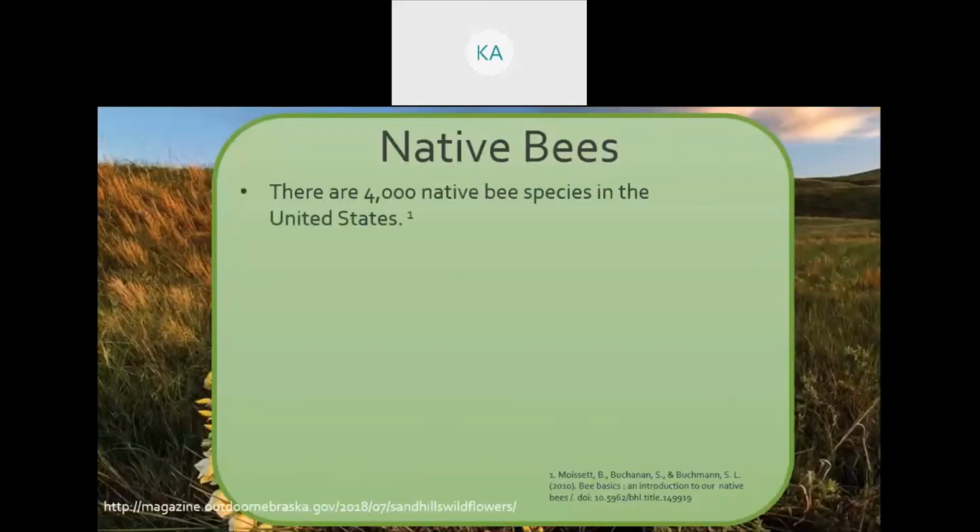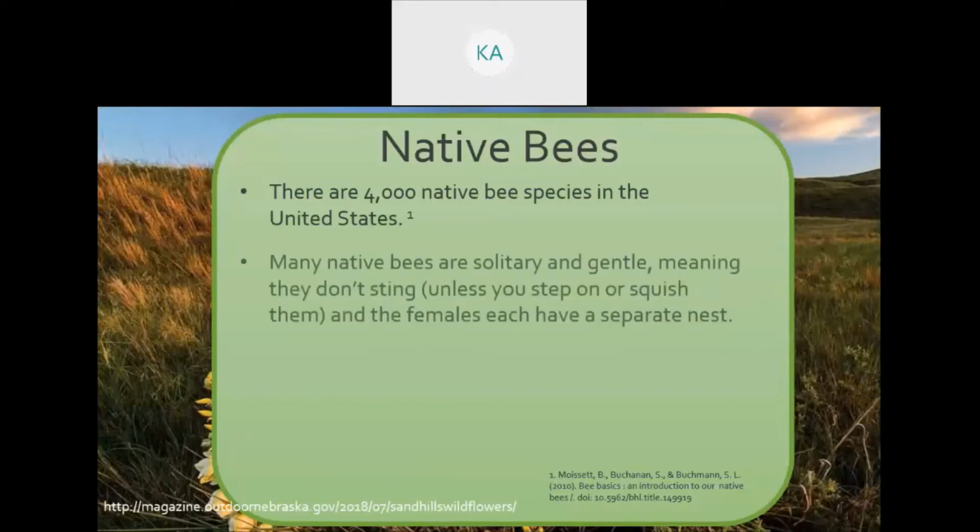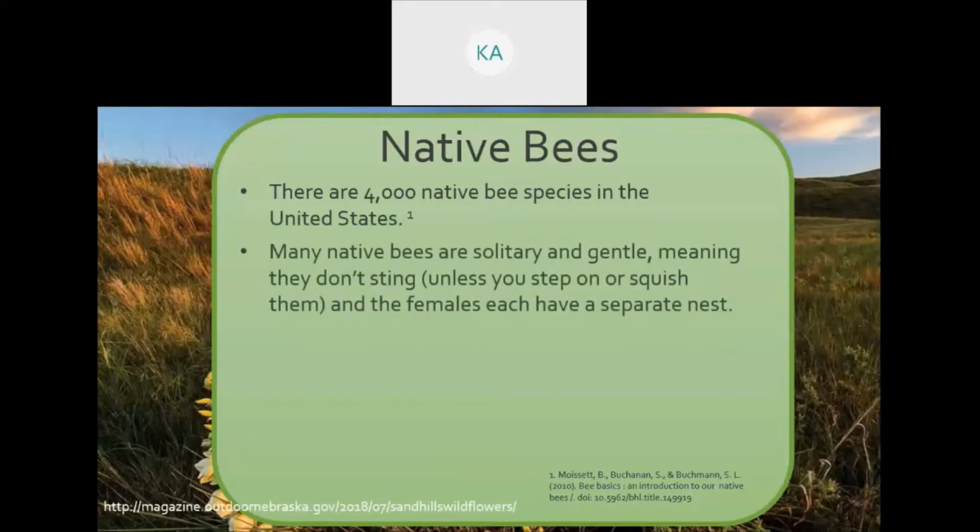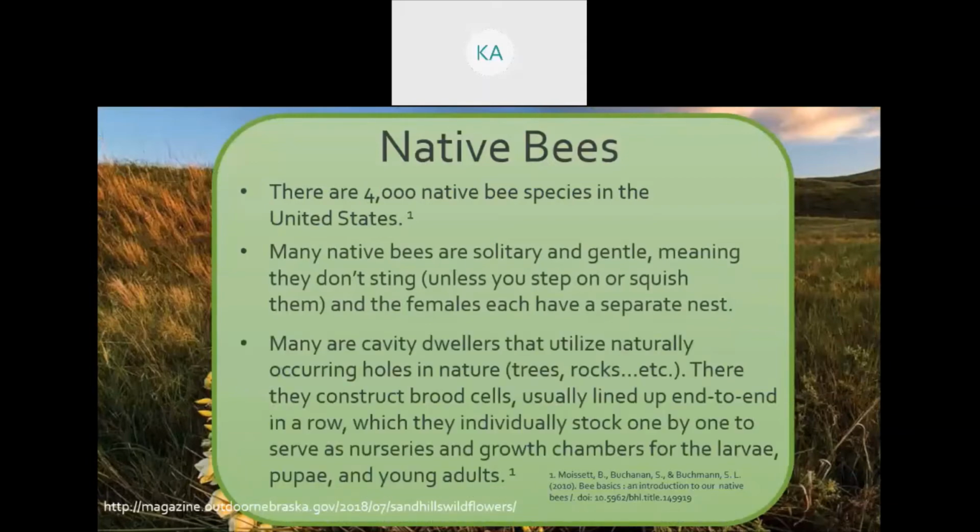There are over 4,000 species of native bees in the United States. Most of them are gentle, meaning they won't sting you unless you step on them or squish them. All the females form their own separate nests, hence the name solitary. Most of these are cavity dwellers, utilizing naturally occurring holes. They construct brood cells lined up end to end, each in a row. Each cell holds one egg which will mature to young adulthood inside of the cell.